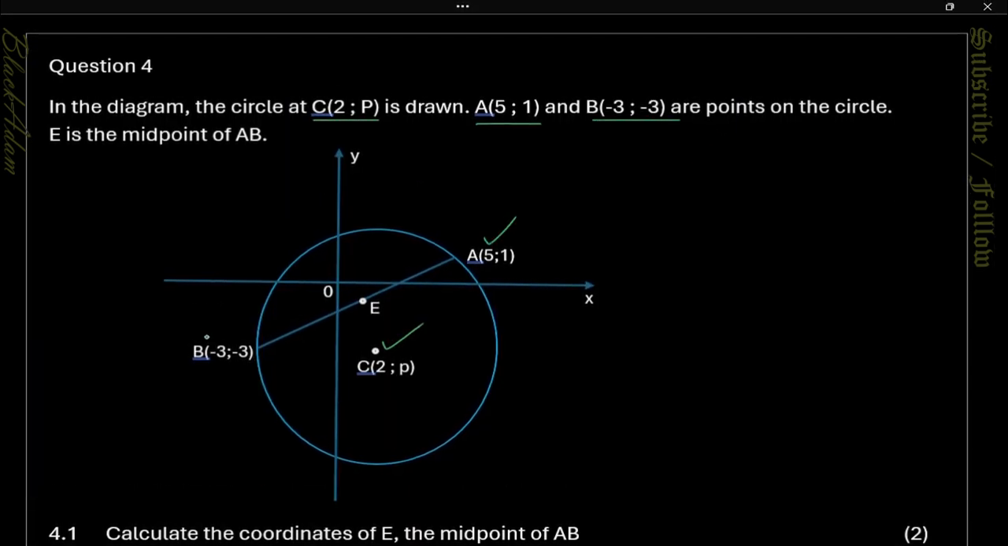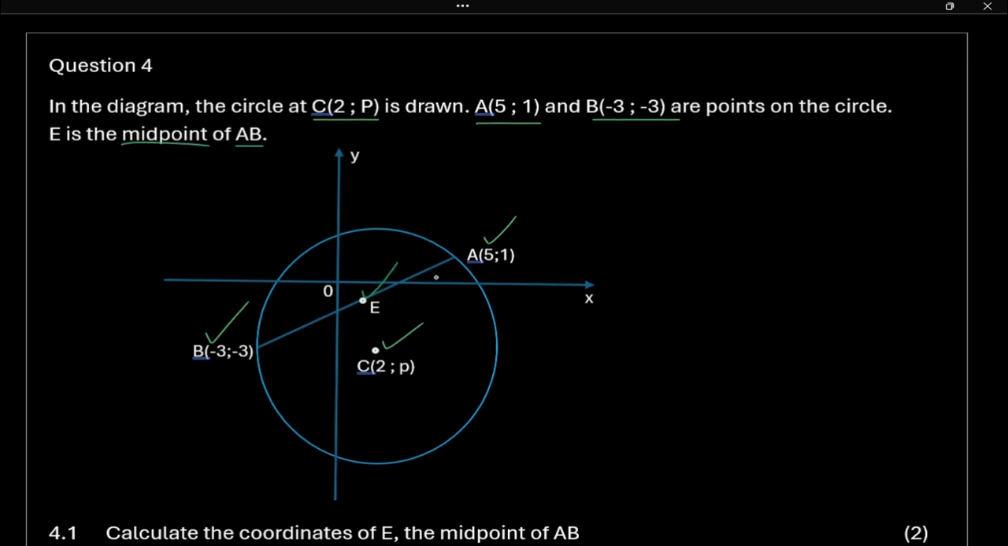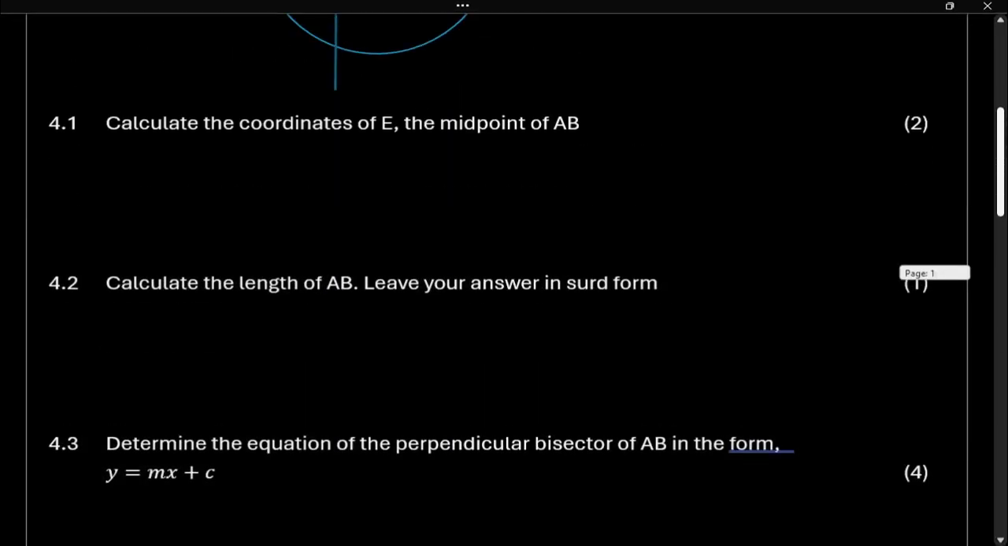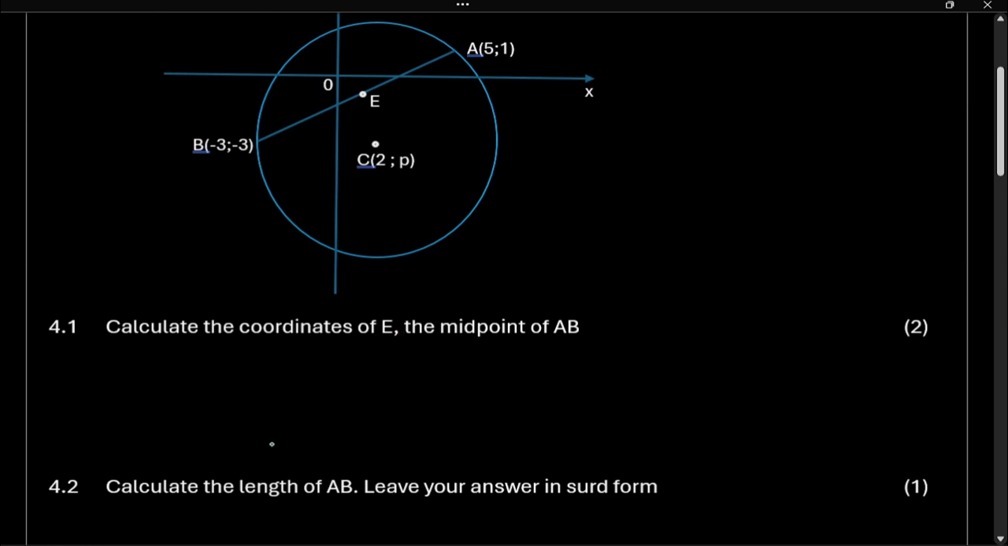We are required to find the midpoint. This is the information we're given: a midpoint between A and B. And we know that the midpoint has to have two coordinates, x and y.